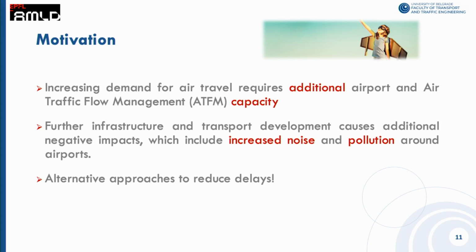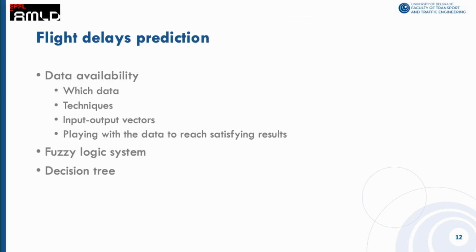As I have already mentioned, increasing demand for air travel actually requires additional airports or additional capacity in the ATM. If we enlarge our infrastructure, we will also produce more pollution and increase noise. So we need to search for alternative approaches to reduce this delay, and that could be the application of AI in order to predict these delays. We can predict flight delays using different approaches or different techniques. Sometimes it depends on the data we have. Sometimes the data impose the technique which could be used.